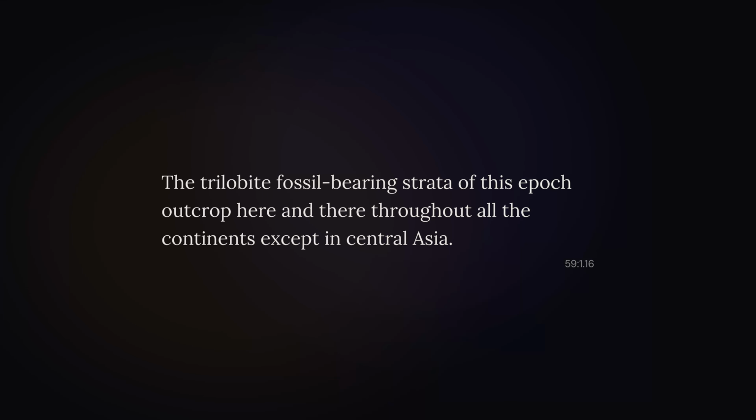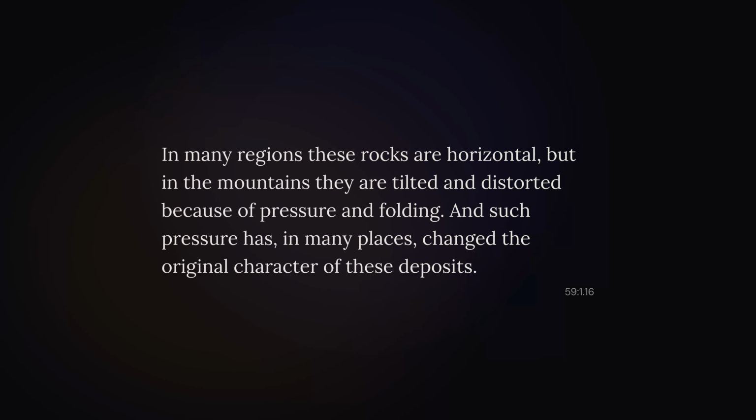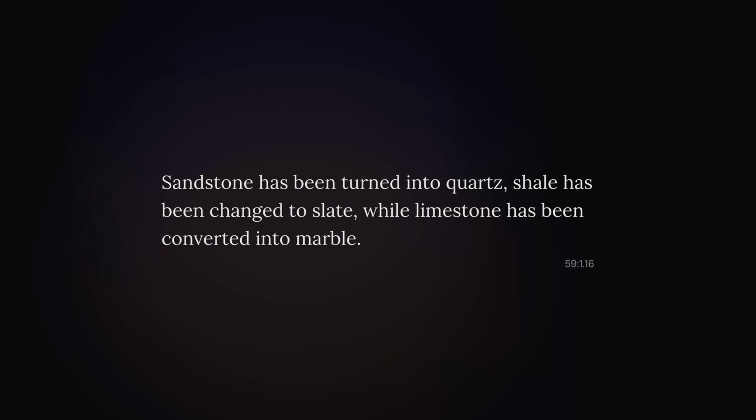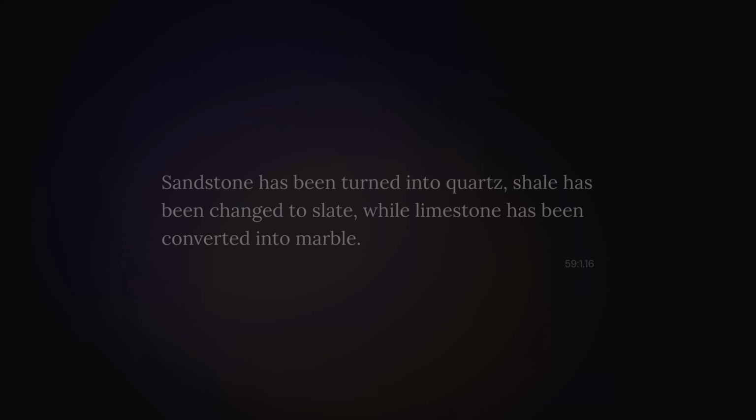The trilobite fossil-bearing strata of this epoch outcrop here and there throughout all the continents except in Central Asia. In many regions these rocks are horizontal, but in the mountains they are tilted and distorted because of pressure and folding. And such pressure has in many places changed the original character of these deposits. Sandstone has been turned into quartz, shale has been changed to slate, while limestone has been converted into marble.